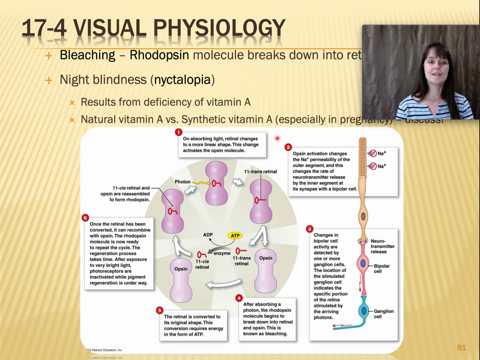But bleaching, since you've changed it from the 11 cis form to the 11 trans form, you have to pull the retinal out of the opsin, burn an ATP to put it back so that you can see again. Bleaching, fixing the rhodopsin, which is the visual pigment. Okay, that's page 19. Let's see what page 20 has to say.